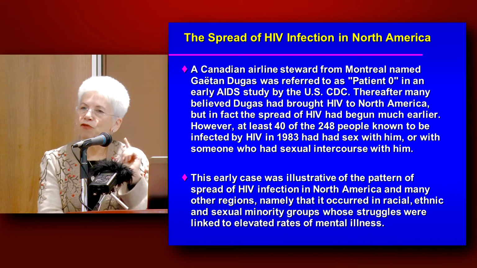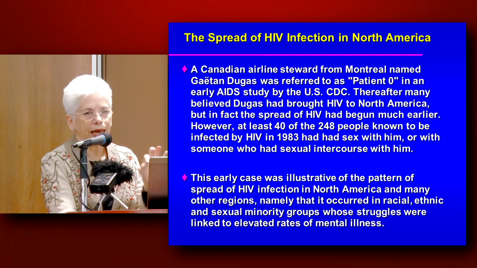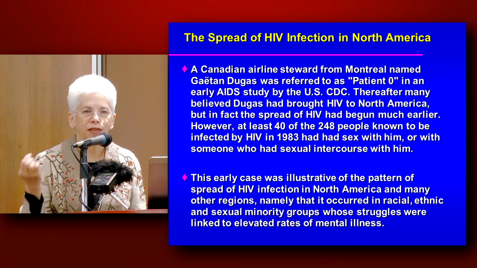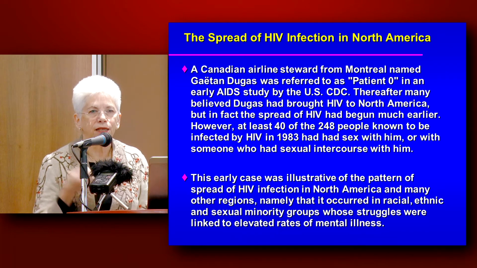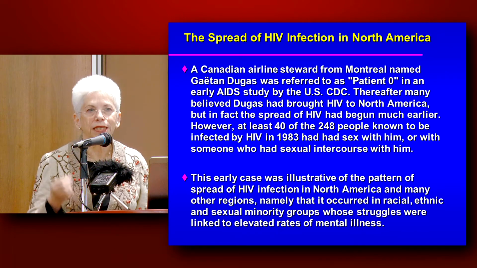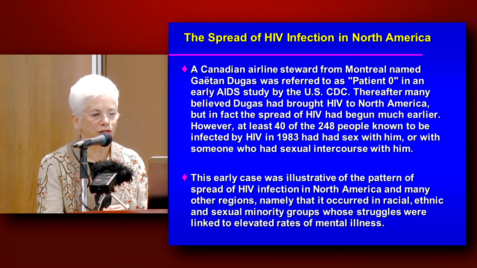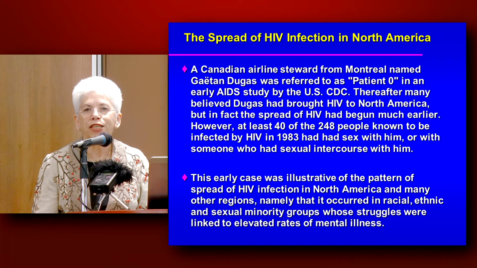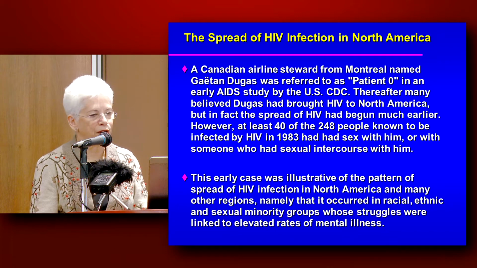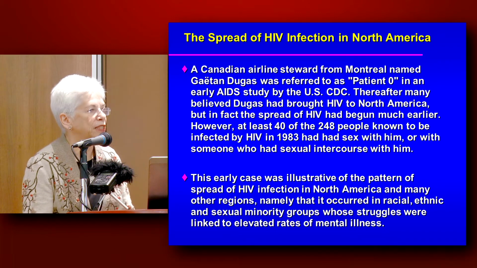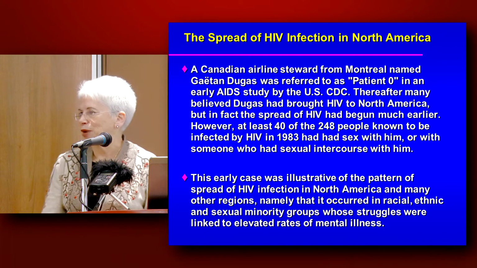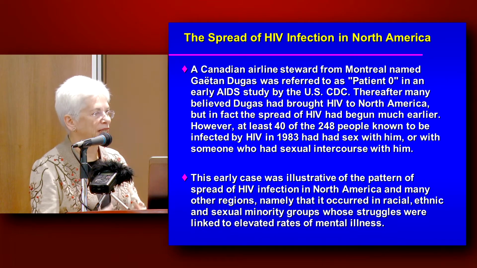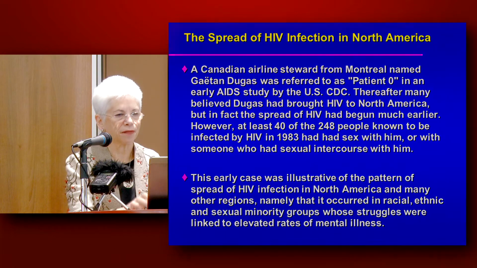The reason I'm showing you this case is because it's illustrative of how HIV has spread in most of the world, not sub-Saharan Africa, but most of the world, and that is that it has occurred primarily in racial, ethnic, and sexual minority groups whose disadvantages are linked to elevated rates of mental illness. And that's how mental illness has come together with the spread of HIV.